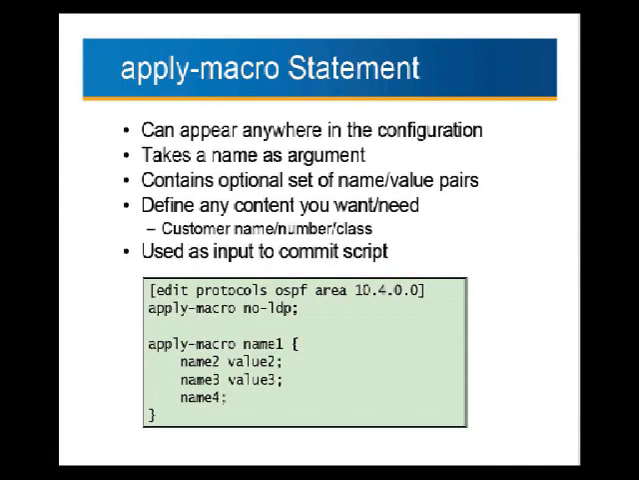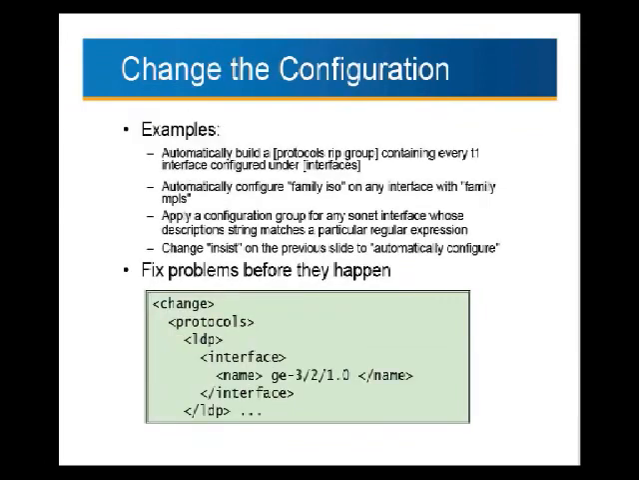Apply macro is a statement that can appear anywhere in the Junos configuration. It takes a name argument and can contain name value pairs. The contents of it are completely up to the user. It's carried along as Junos configuration, but we don't do anything with it. It's a place where you can put data for commit scripts. So a commit script can change the configuration. It emits a change tag with content telling it what part of the configuration can change. So in addition to constraining the configuration, I can repair the configuration.